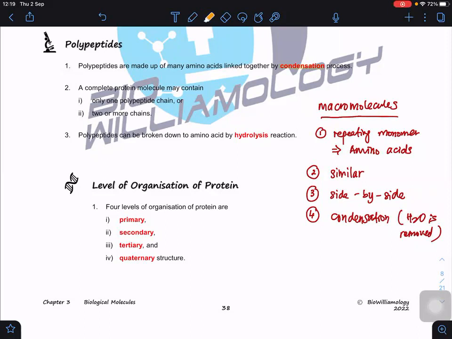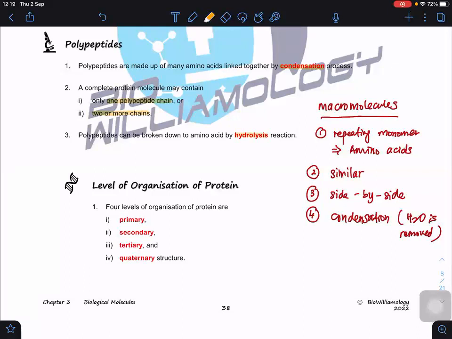So a complete protein can be just one polypeptide chain. Sometimes with just one polypeptide chain, it can already function, so no problem, it is a complete protein. But sometimes they might need more than one polypeptide chain to join together. And if we want to break down the polypeptides, definitely we use the hydrolysis process by using the proteases.